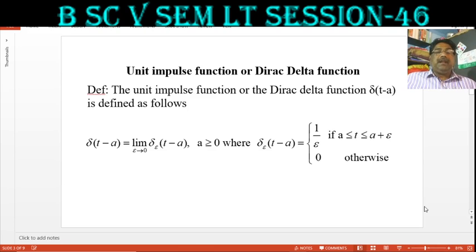Now, the definition of the Dirac delta function: the unit impulse function or the Dirac delta function delta of t minus a is defined as follows. Delta of t minus a is equal to the limit of delta epsilon of t minus a, epsilon tends to 0, a greater than or equal to 0, where delta epsilon of t minus a is equal to 1 upon epsilon if a less than or equal to t less than or equal to a plus epsilon, 0 otherwise.